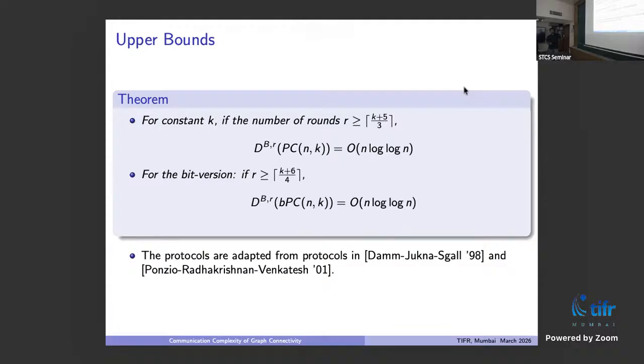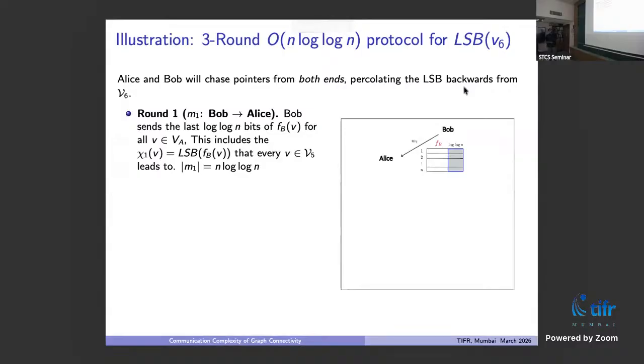So the protocols are adapted from previous protocols, and what I do is I give a concrete protocol for chasing maybe the 6th pointer, the bit of the 6th pointer, using 3 rounds. Okay, so I'll describe the protocol. There are 2 parts to the protocol actually. So the target is going to be to find the least significant bit of V6, the 6th step in the chain, starting at V0. But I'm giving you only 3 rounds to do it. And Bob is starting, in fact.